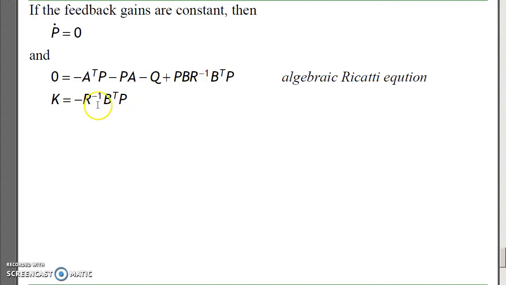Once I know P, I know Kx, my feedback gain K. So, to solve the optimal control problem, I have to solve a quadratic equation in P. That's called the algebraic Riccati equation. That's a very important equation. Anytime you want to do optimal control, I need to solve it.